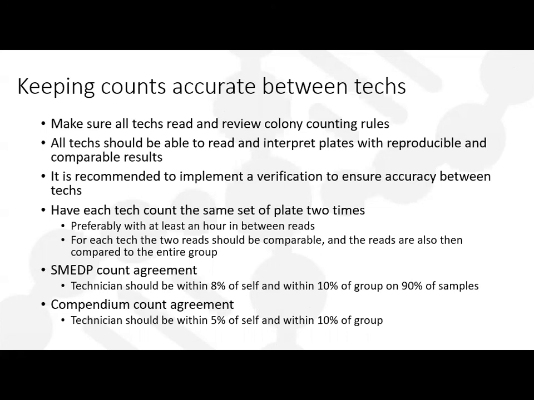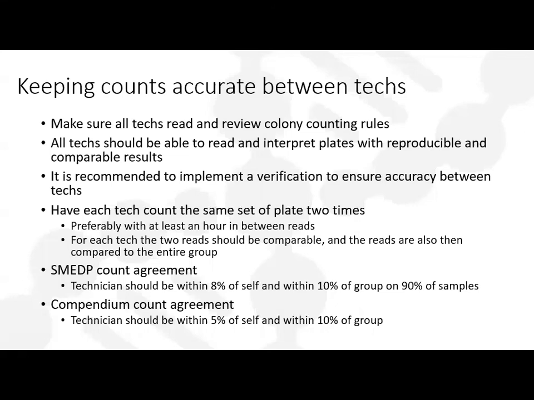So how do you keep your counts accurate between techs? Make sure that your techs read and review colony counting rules and that you all agree on how to interpret plates. All your techs should be able to read and interpret plates with reproducible and comparable results. It's a good recommendation to implement a verification to ensure accuracy between your techs and make sure you're all on the same page as far as how to read and interpret. So you have each tech count the same set of plates 2 times, preferably with an hour in between each read.